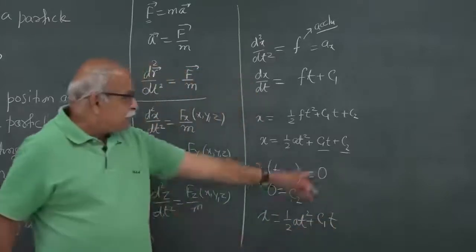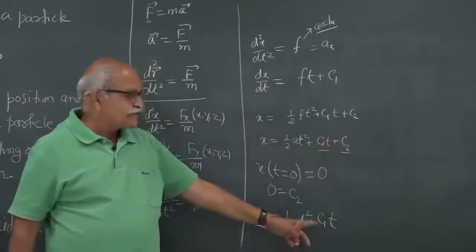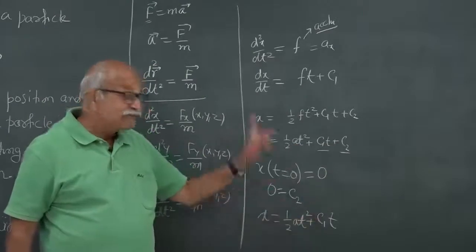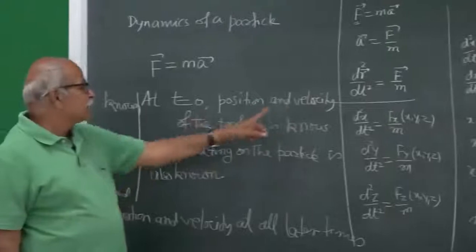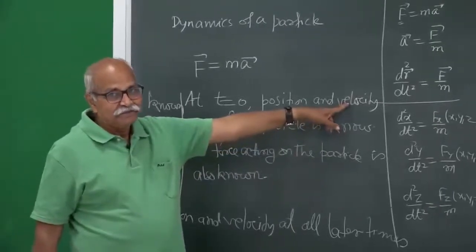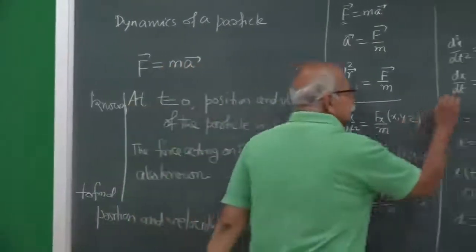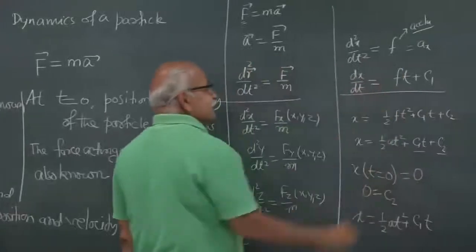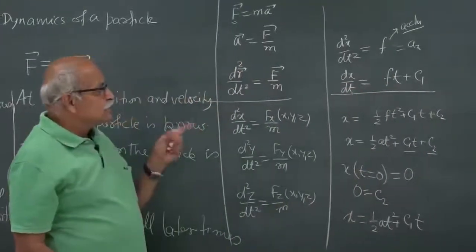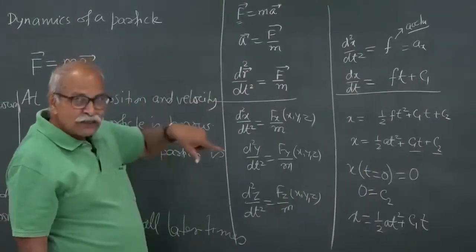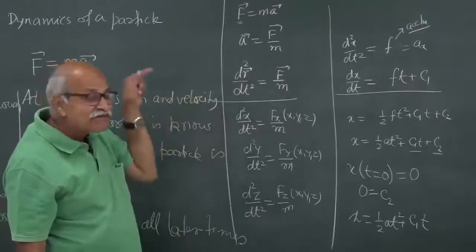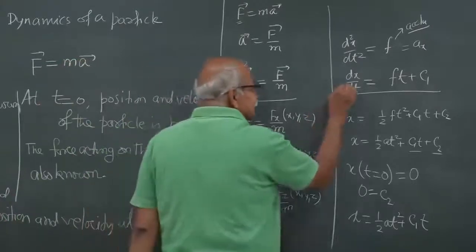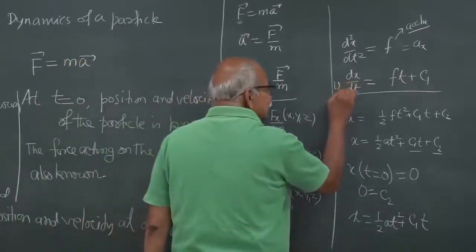So, you get the value of one constant, but one constant still remains and one information still remains, because not only position, I also know the velocity, and velocity is here, dx dt. So, at t equal to 0, if the velocity is known and if I call that velocity small u, then what do I get? If I use this, this is my Vx.